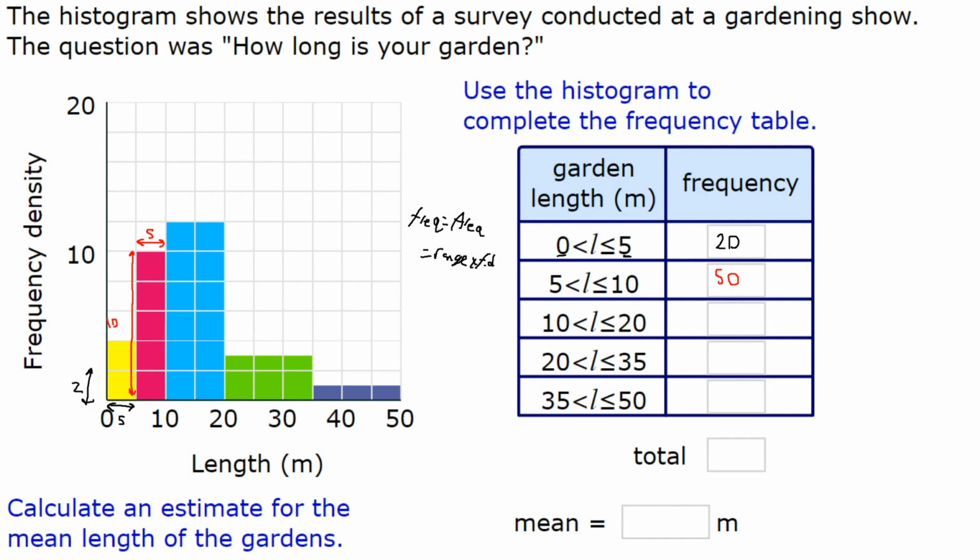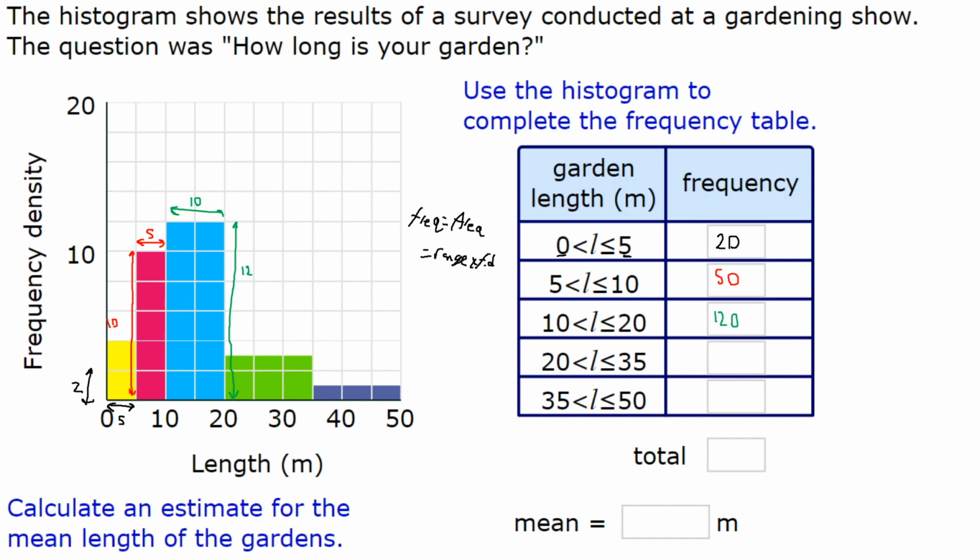Next example. We know that this is going to be 12. I picked the wrong color, it's okay. And then this is going to be from 10 to 20, so therefore this is 10. 10 times 12 is 120.